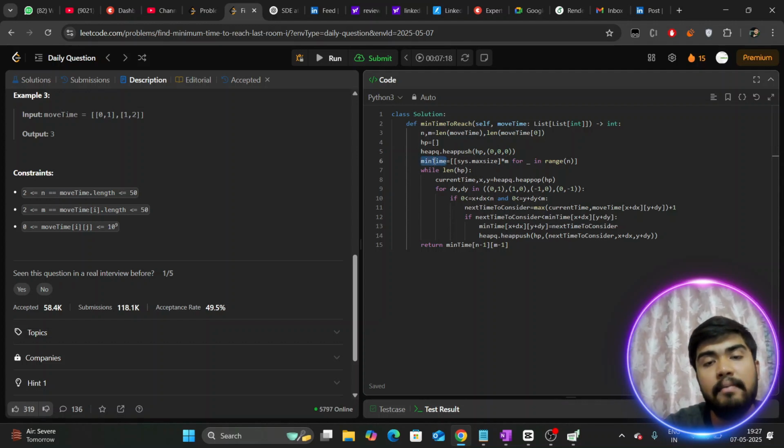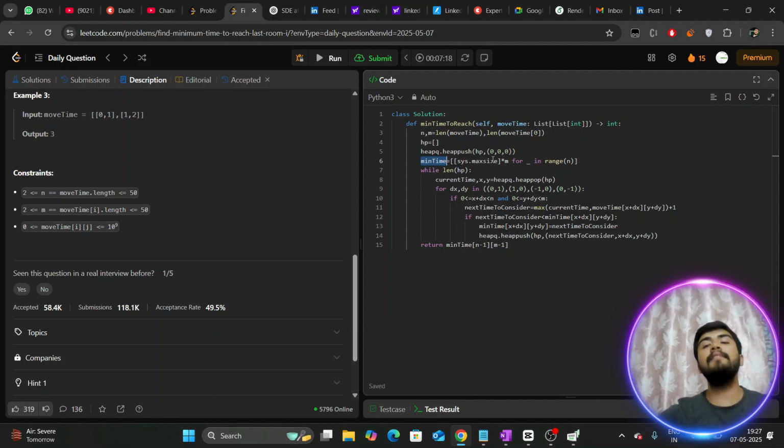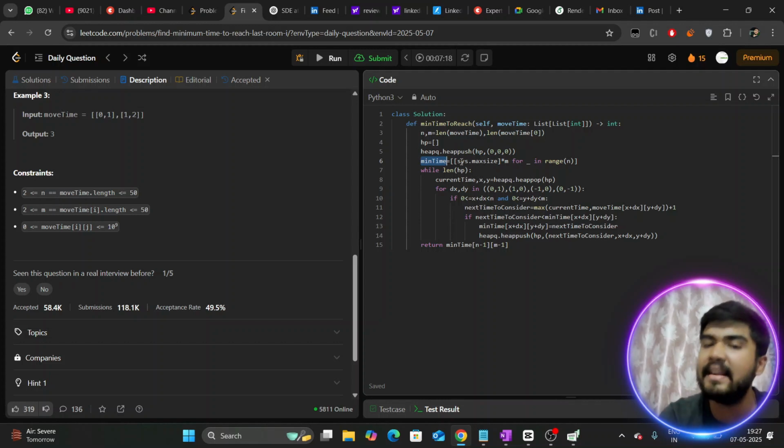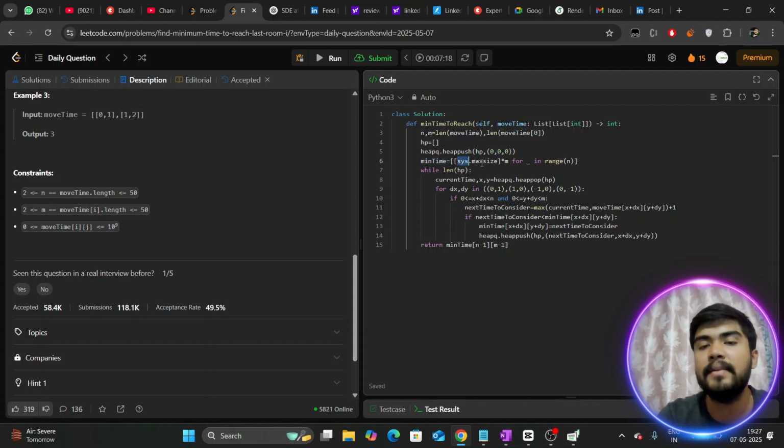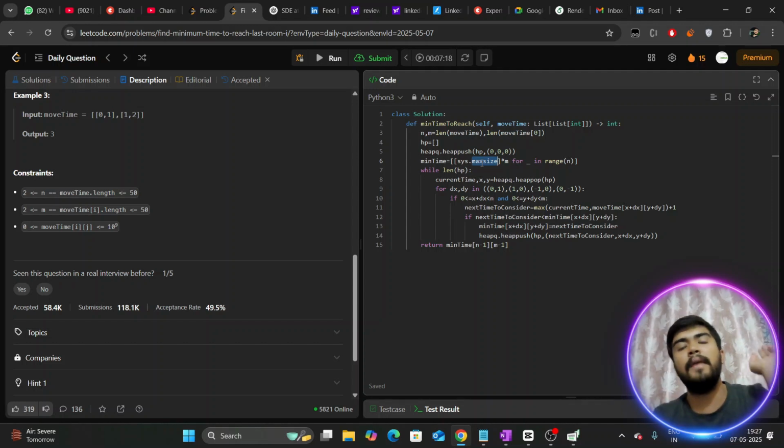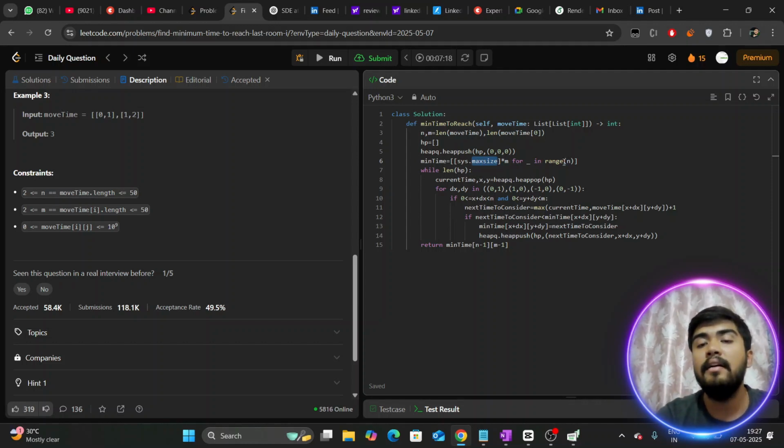Now this is the min time. I have initialized my Dijkstra table with min times of sys.maxSize. You might have solved 1D Dijkstra, but this is 2D Dijkstra. There is no super magic. You can just initialize your Dijkstra with a 2D grid. That's it, everything else is exactly the same. So I did exactly the same, sys.maxSize. We have initialized everyone to maximum size, and that's it.